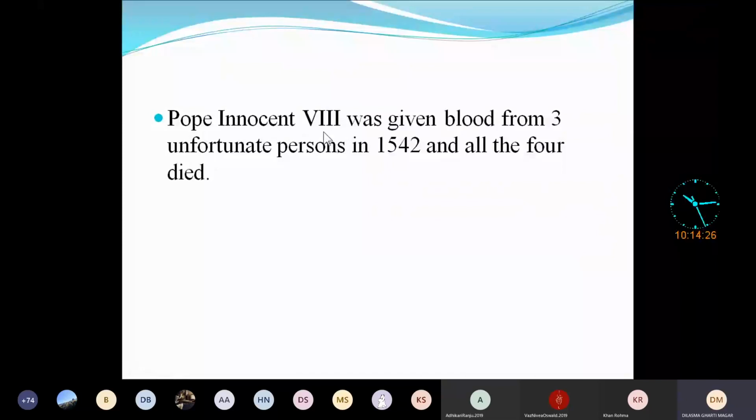And at that time the blood grouping system was not there. There was no ABO blood group system, and the Rh blood group system was not there. So they tried it then. So Pope Innocent VIII and the 3 donors, all 4 died. Understood? Here, this Pope Innocent was also unfortunate along with the 3 donors. All of them died because at that time they did not know how much blood should be given. Nowadays we take 350 ml or 450 ml, isn't it? At that time they did not know how much blood should be taken. That's why all 4 died.